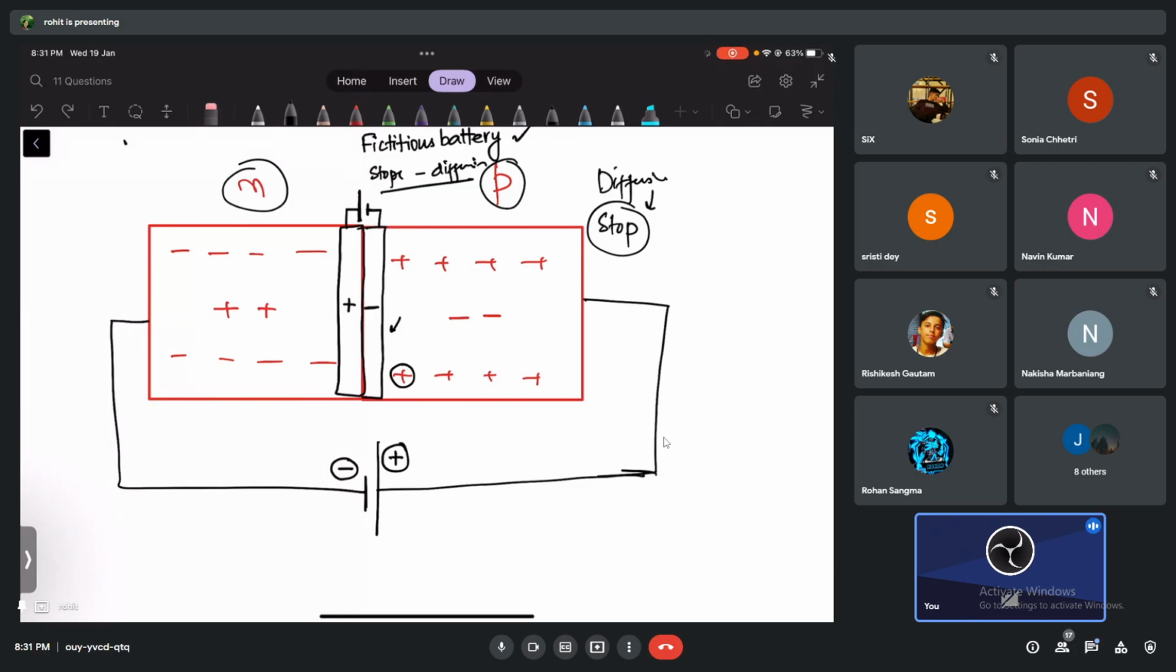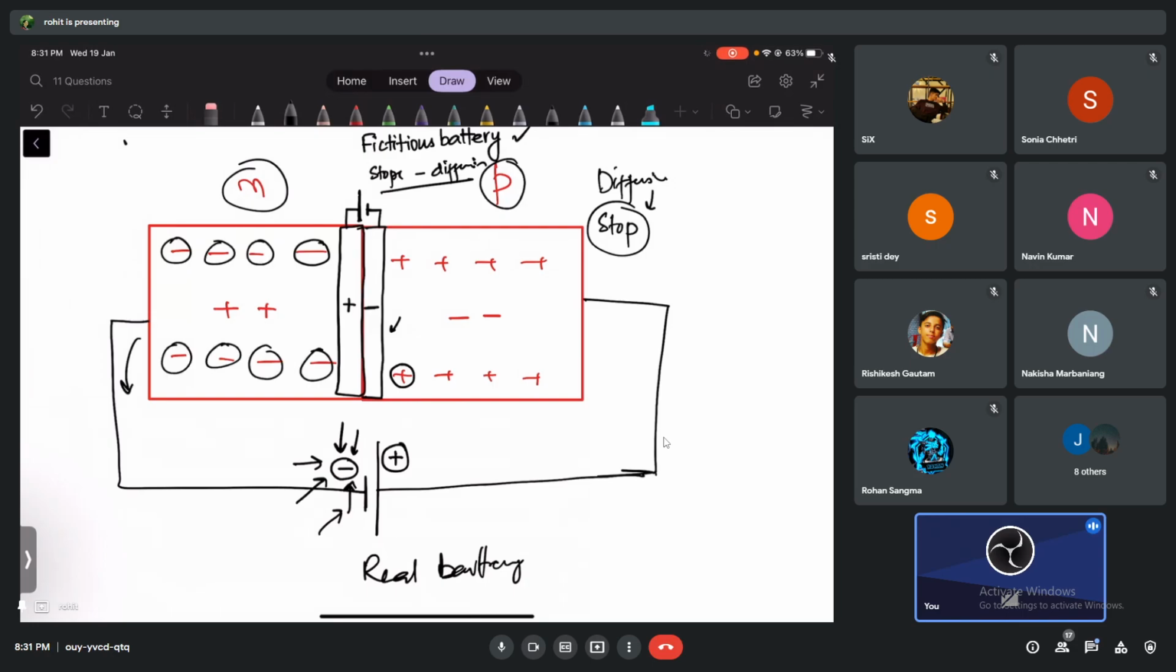Now you think and tell me: this negative side of the real battery that I've applied, what will it do to the electrons that are already there in the N side, guys? Will it pull them, or will it try to push them? It will push. It will try to push them, because it is connected to the negative side.